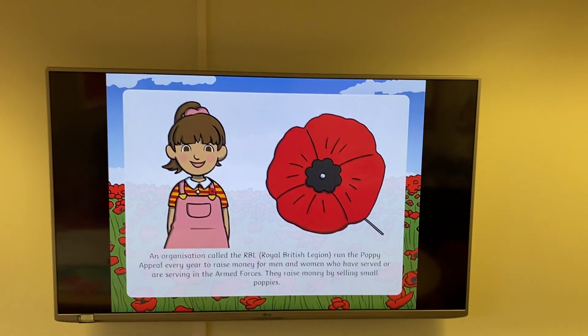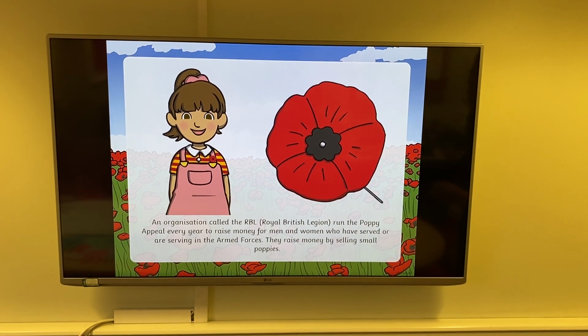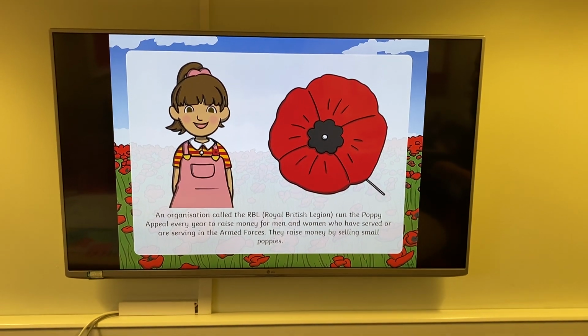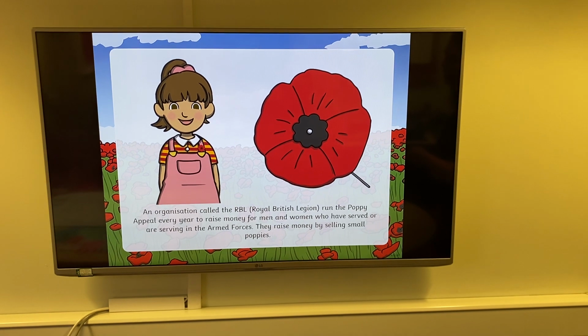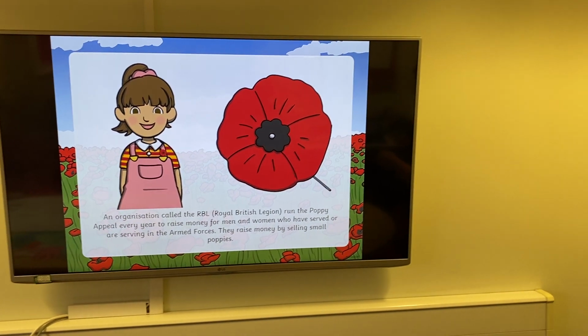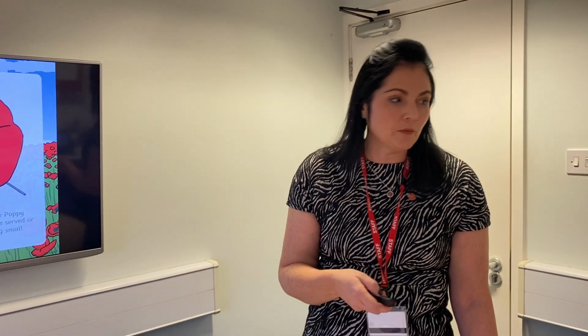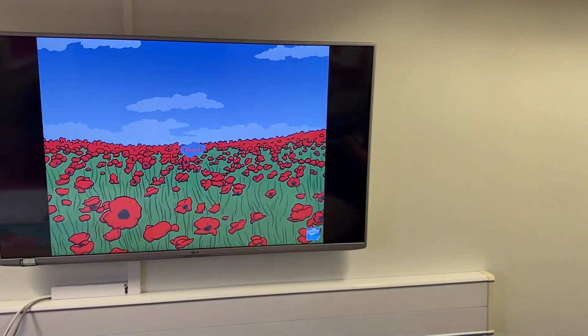An organisation called the Royal British Legion run the Poppy Appeal every year to raise money for men and women who have served or are now serving in the armed forces. They raise money by selling small poppies. So if you buy a poppy this year, your money is going towards the Royal British Legion, and that is to support people who have been in the armed forces before or are still now. So it goes to a very good cause.